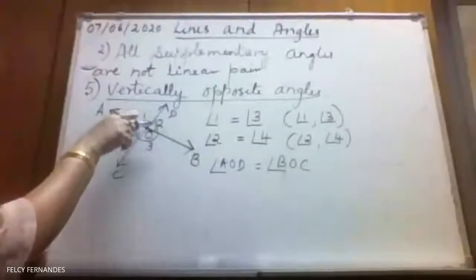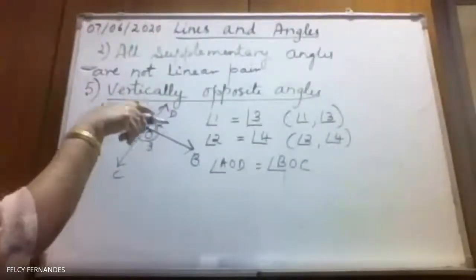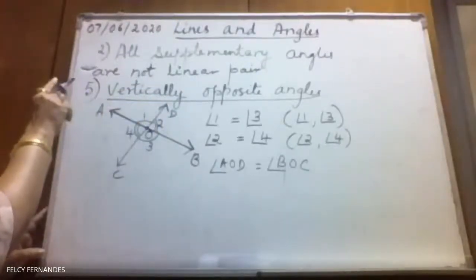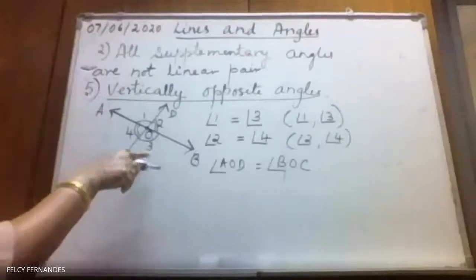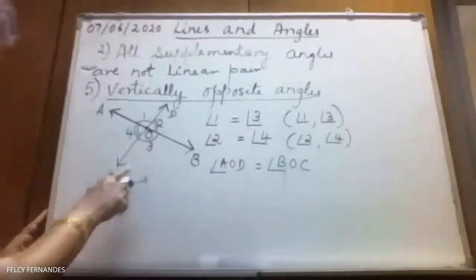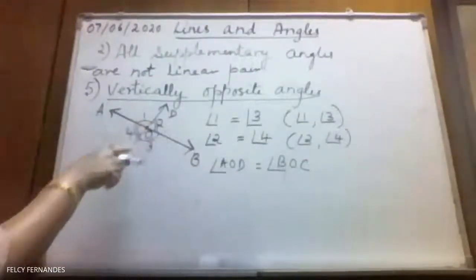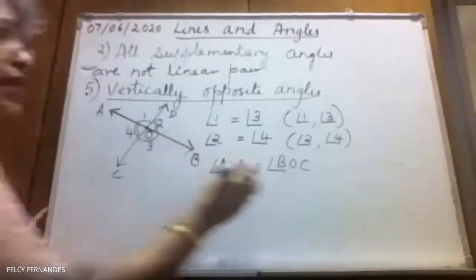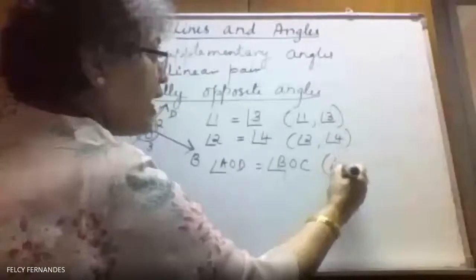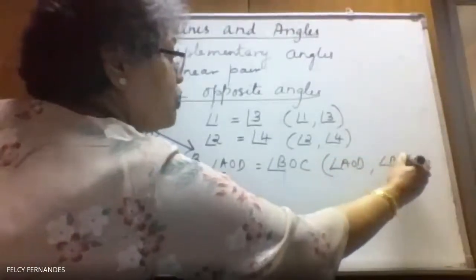So how will I label angle 1? AOD, or you can also say angle DOA. Both are correct. How will I write down angle 3? How will I label this? COB or BOC. These are equal. So my pair of opposite angles are angle AOD and angle BOC.